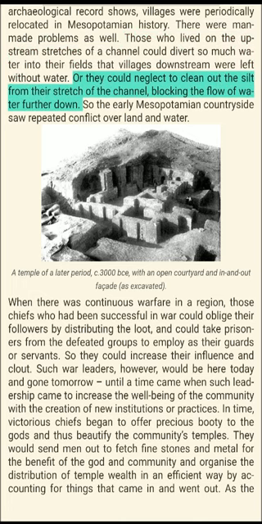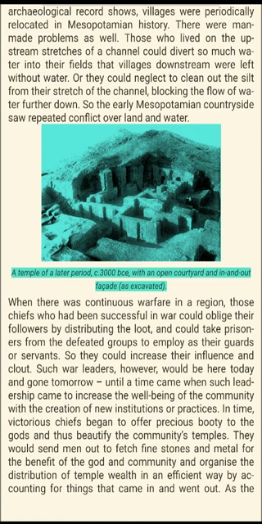Those who lived on the upstream stretches of a channel could divert so much water into their fields that villages downstream were left without water. Or they could neglect to clean out the silt from their stretch of the channel, blocking the flow of water further down. So the early Mesopotamian countryside saw repeated conflict over land and water. A temple of a later period, c. 3000 BCE, with an open courtyard and in-and-out facade, is excavated.